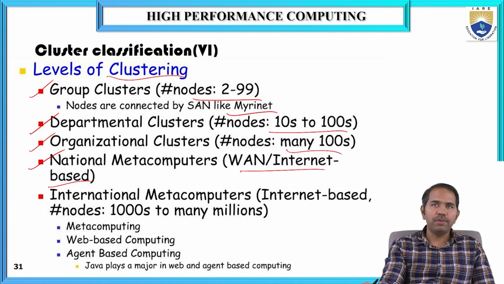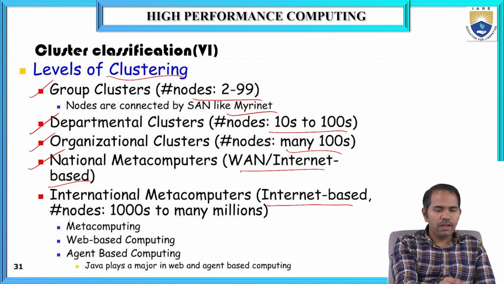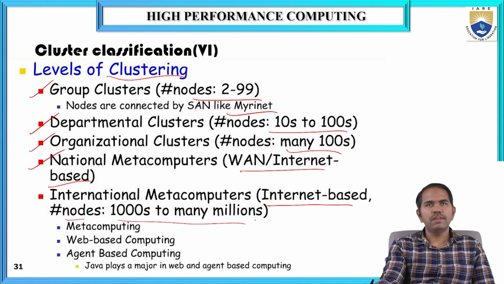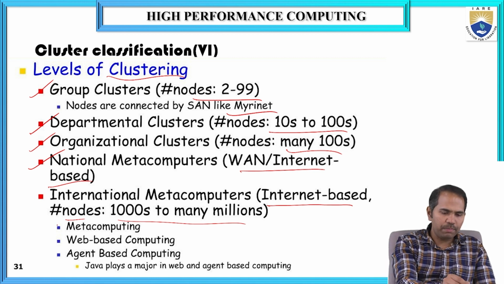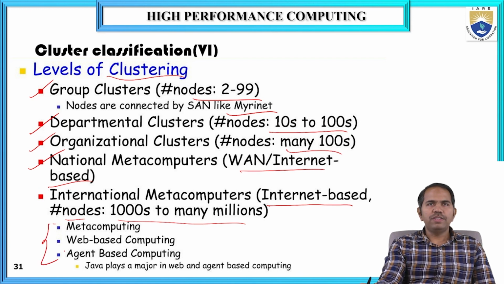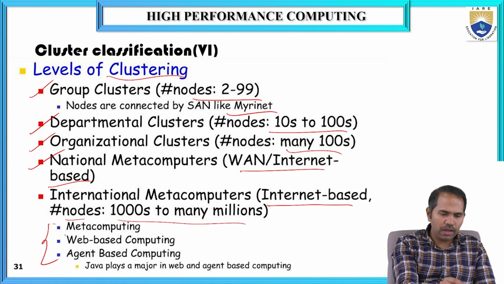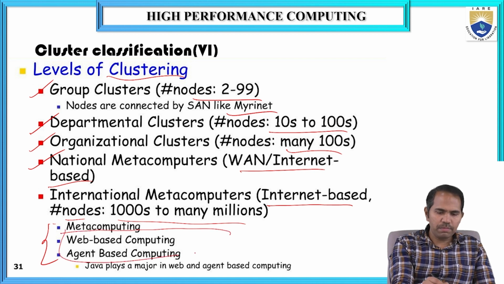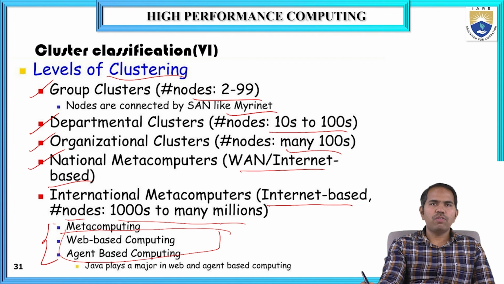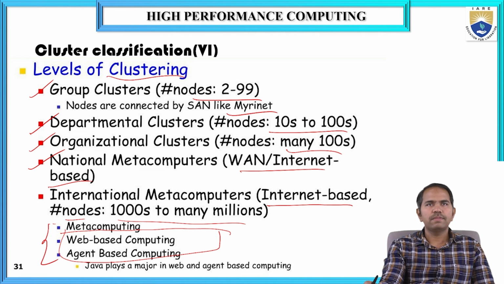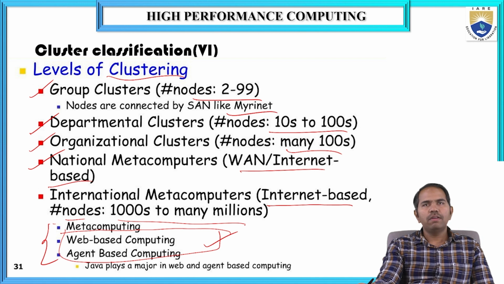And international metacomputers, that is internet based, and the number of nodes is thousands to many millions. This has to do with metacomputing, web based computing, and agent based computing. Java plays a major role in web and agent based computing. This is the purpose we use Java.